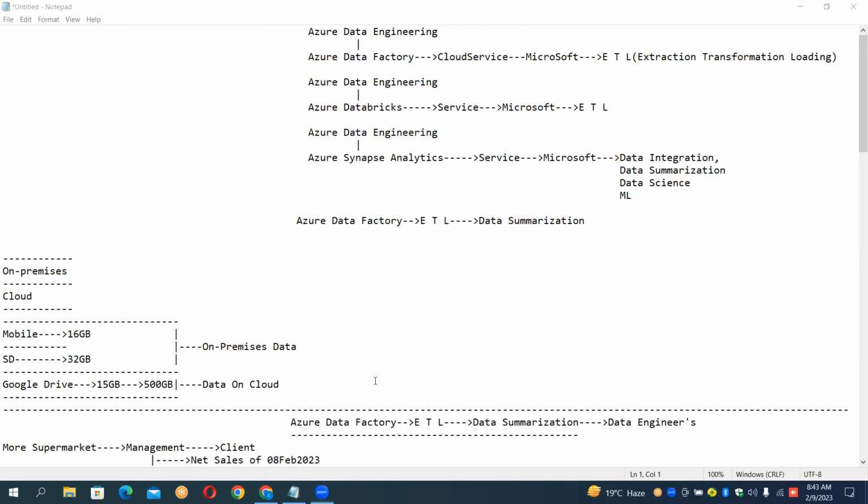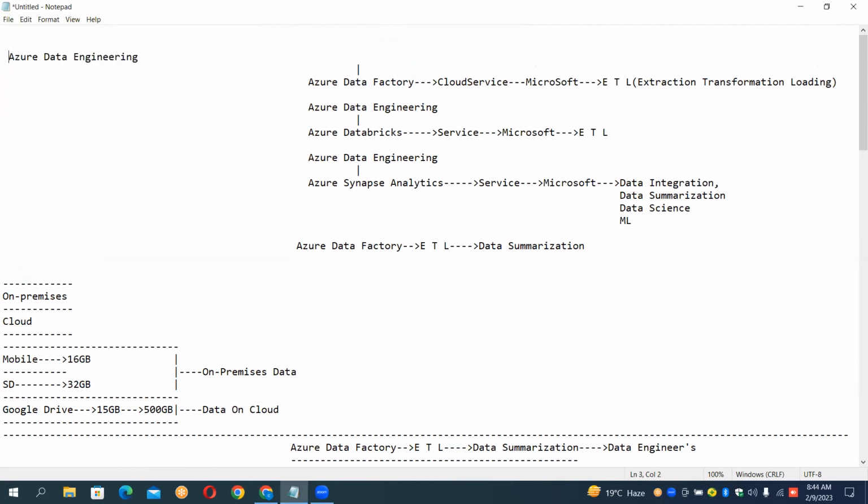Any other questions apart from this? Hi, Samir. I have a question. Tell me. Are we loading any data from APIs? Yes, REST APIs. I will have scenarios on APIs also. Got it, thanks.